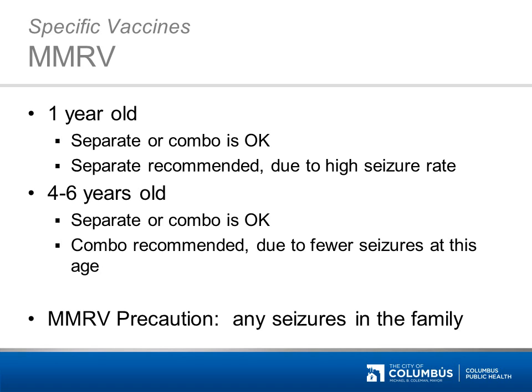For the second dose at 4 years of age, there is less risk of febrile seizure, and the MMRV combination is preferred. If anyone in the family has had a seizure for any reason, this is a precaution for the use of combination MMRV vaccine, and the provider should consider the use of separate vaccines.